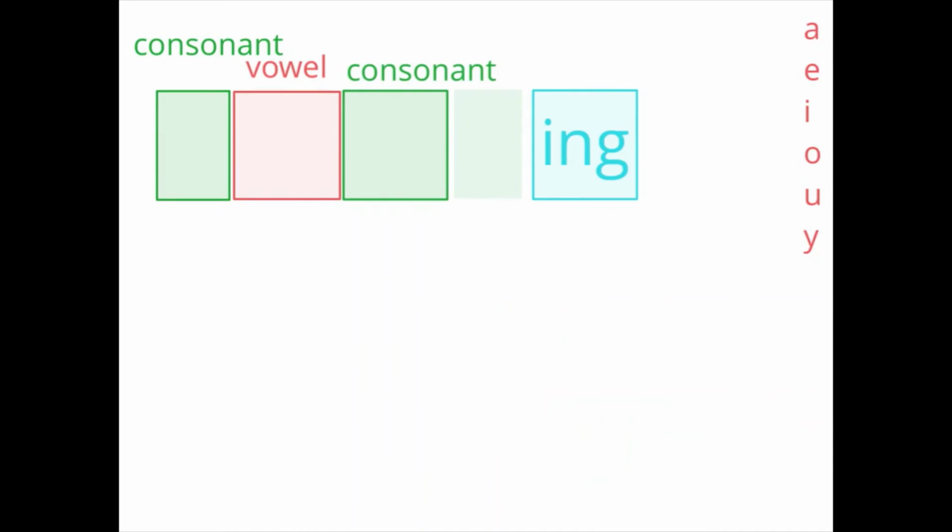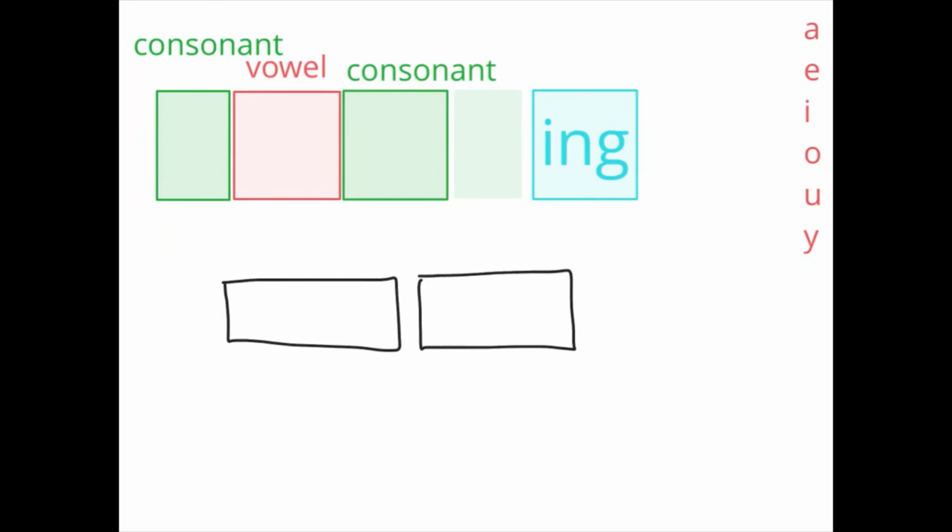we need to divide the word into syllables. So in a syllable, there can only be one vowel sound. In every syllable, there needs to be a vowel sound. That's the only thing that needs to be in a syllable. You can have a syllable with just one letter if it is a vowel.